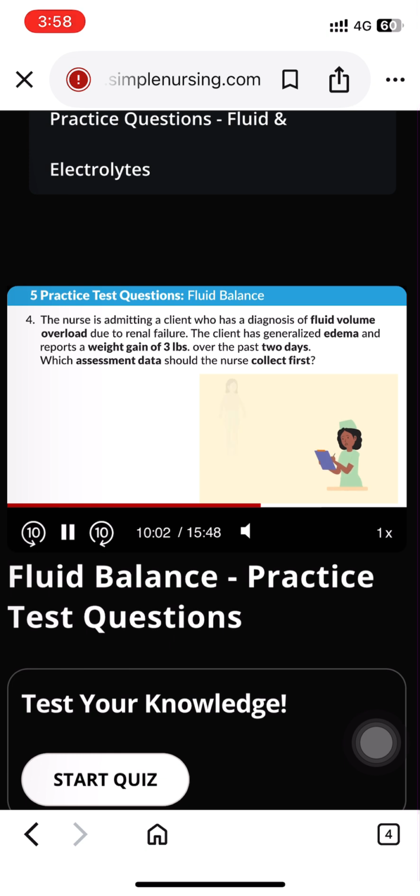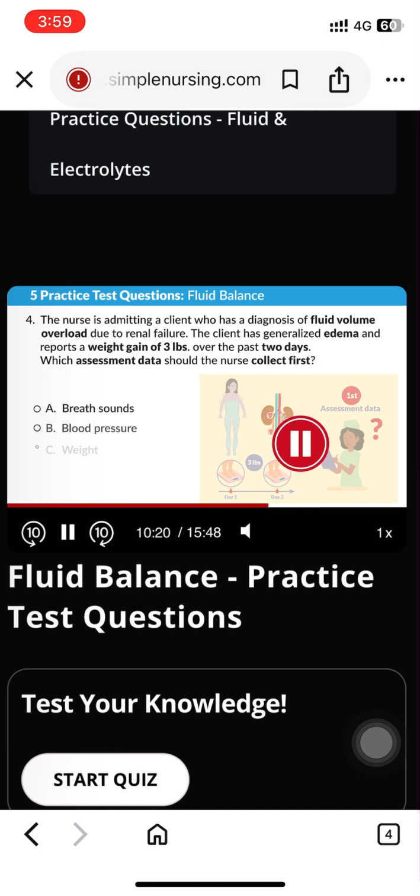The nurse is admitting a client who has a diagnosis of fluid volume overload due to renal failure. The client has generalized edema and reports a weight gain of 3 pounds over the past 2 days. Which assessment data should the nurse collect first? Okay, pause the screen and try your best to answer this question.